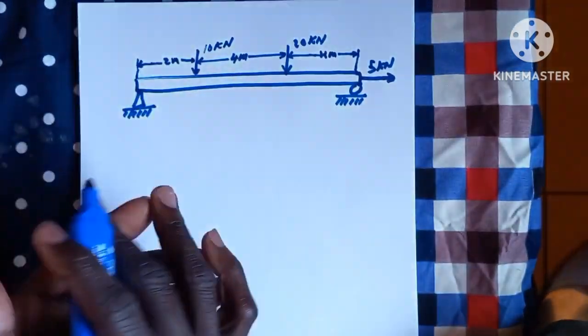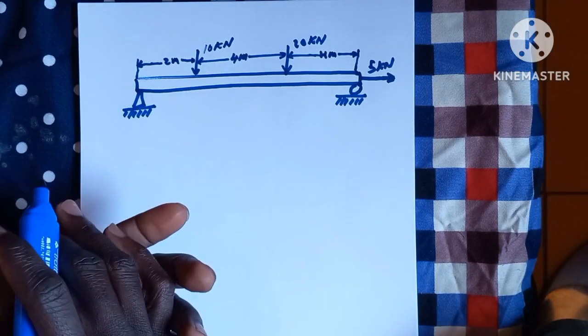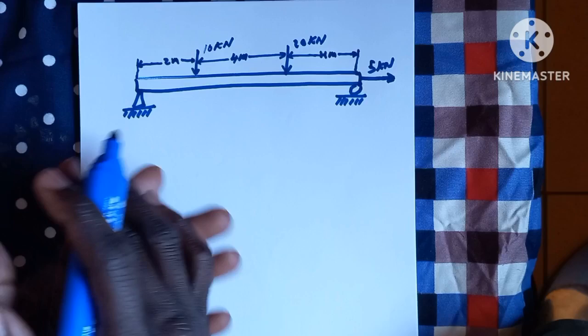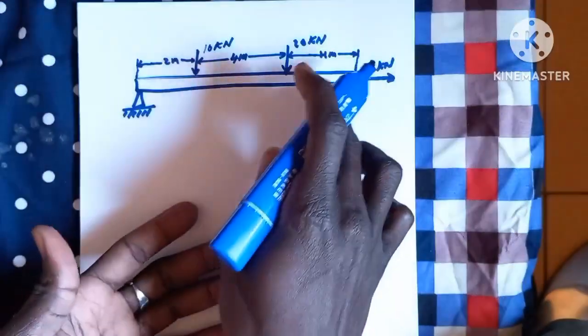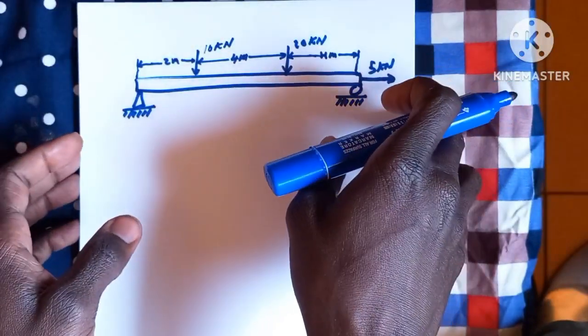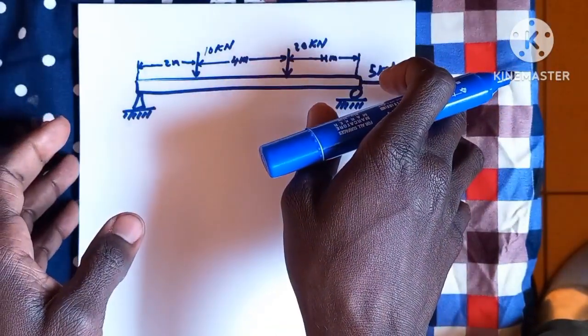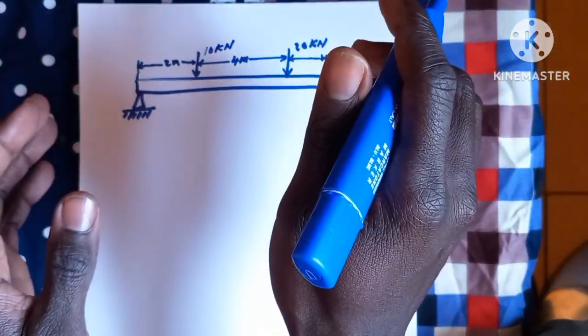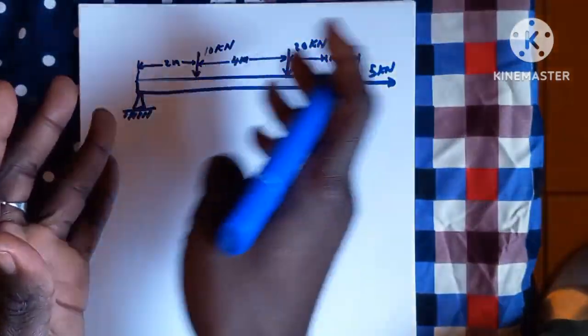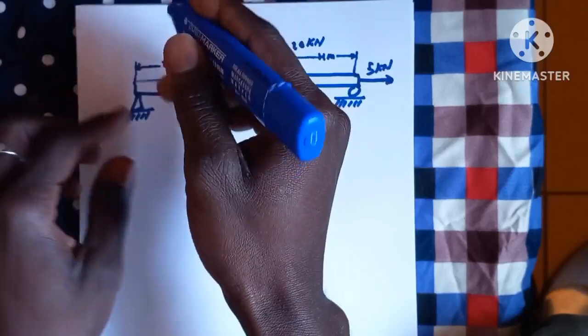If you're given a problem like this to solve and you're asked to find the reaction forces acting on this beam, the moment, and also to graph the normal force, the shear force, and the bending moment, the first thing you have to do is to understand the type of supports acting on the beam. So in this case, we have a pin support.